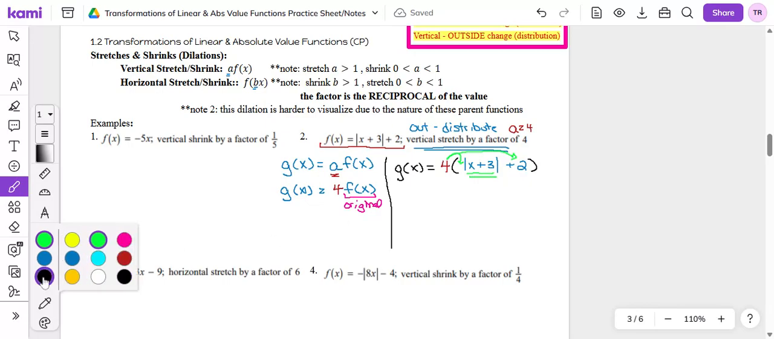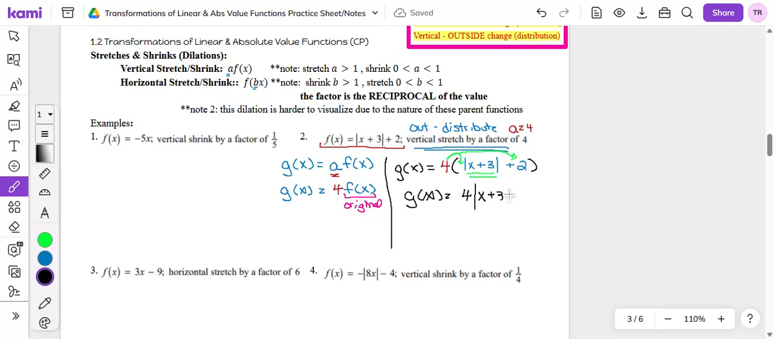So when I write out my answer, it is simply going to be g of x equals 4 times the absolute value of x plus 3. Notice nothing changed in the absolute values, plus 8, because 4 times 2 is 8. And I am now done. Okay, so again, it is a distribution, but do not distribute inside absolute value bars. Please do not do that.